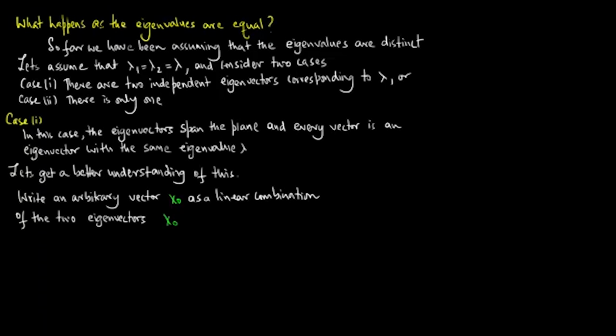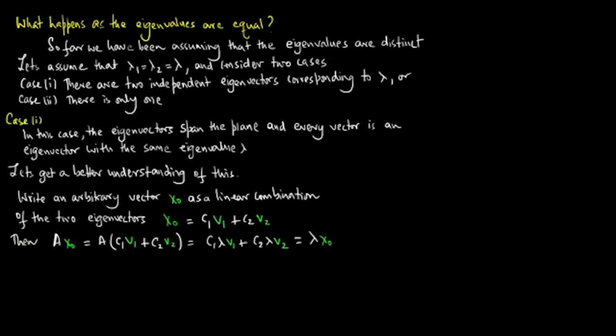So x naught is equal to c1 v1 plus c2 v2. Then A times x naught is equal to A times (c1 v1 plus c2 v2), which is equal to c1 lambda v1 plus c2 lambda v2, which is equal to lambda times x naught. And so x naught is an eigenvector with eigenvalue lambda.